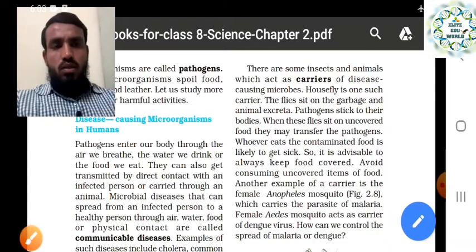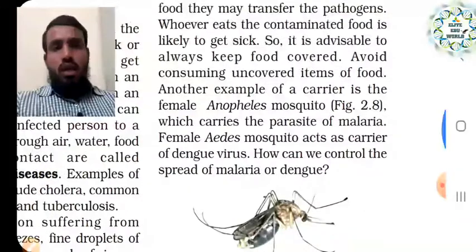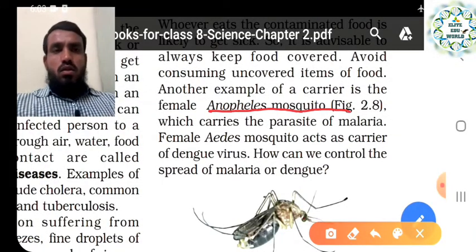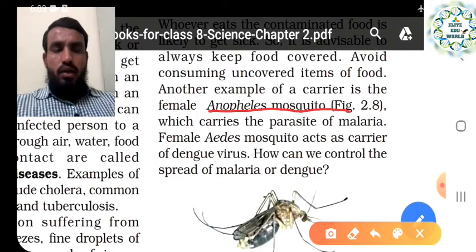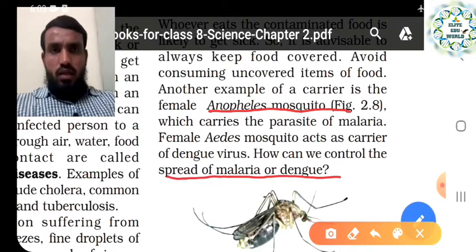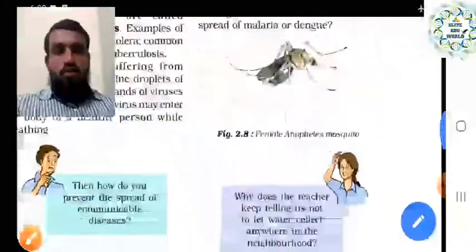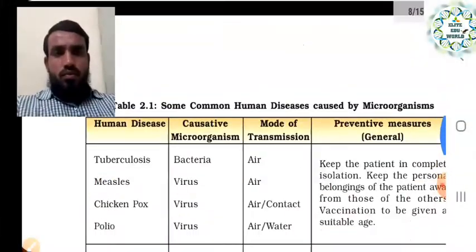Or sometimes the female anopheles mosquito, which we have also seen. The female anopheles mosquito carries germs that cause diseases like dengue or malaria. So they spread malaria or dengue. That is why these are the carriers, which carry disease-causing germs, and why they are called carriers of diseases. Then we have seen this table.